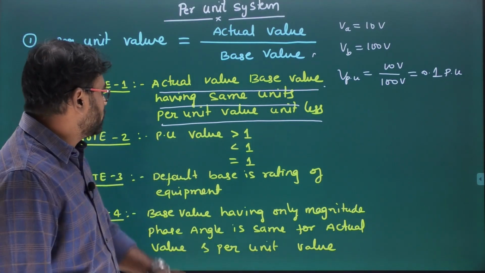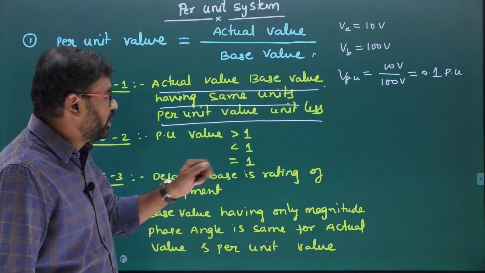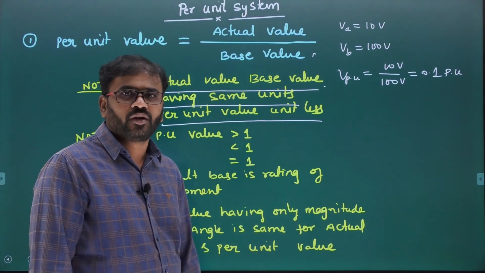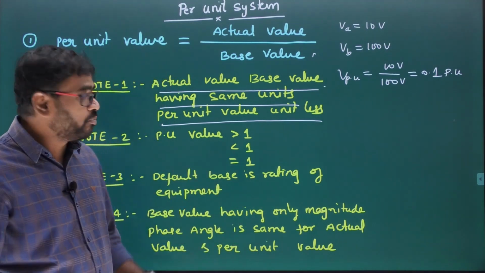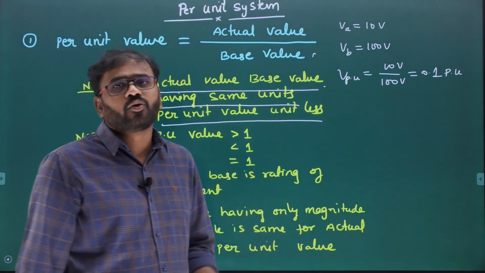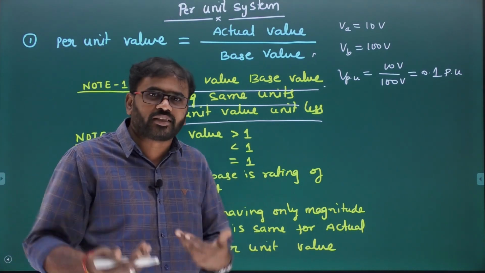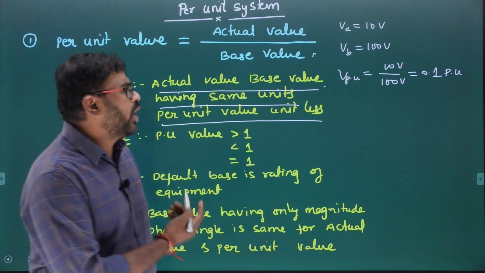And the second thing is, the per unit value may be greater than 1, may be less than 1 or may be equal to 1. Okay, so per unit value may be greater than 1, may be less than 1, may be equal to 1. Don't say that per unit value is always less than 1. That's not correct. Okay, so how to justify this?